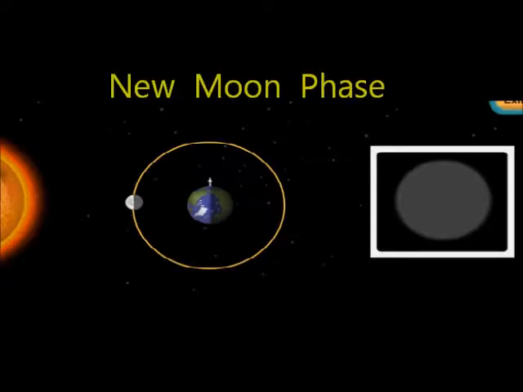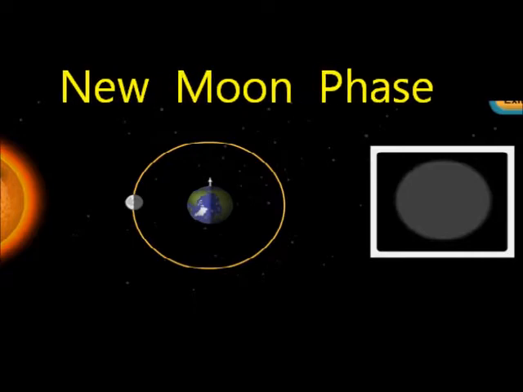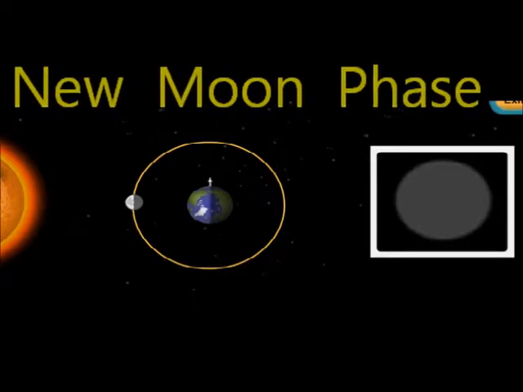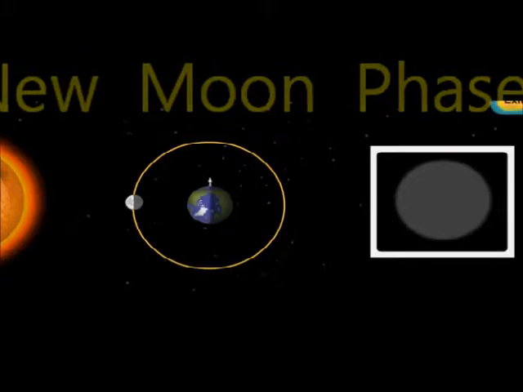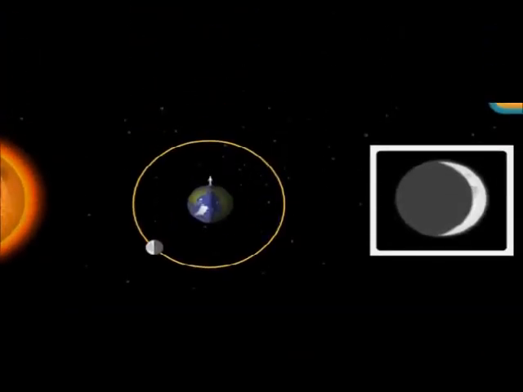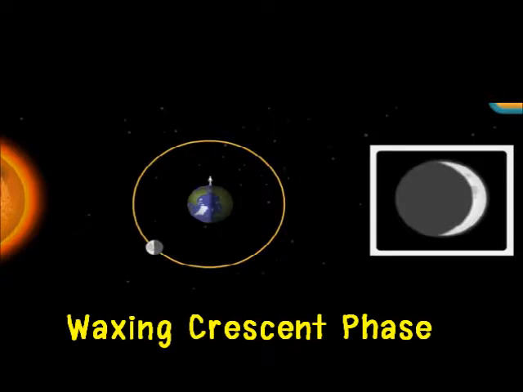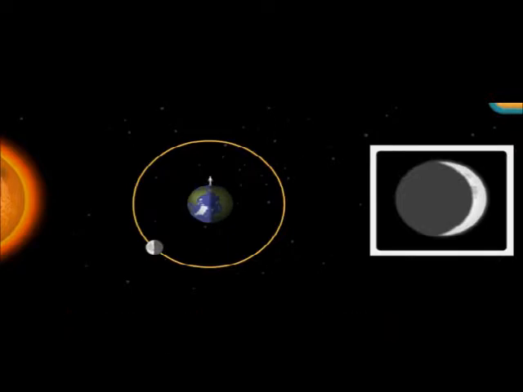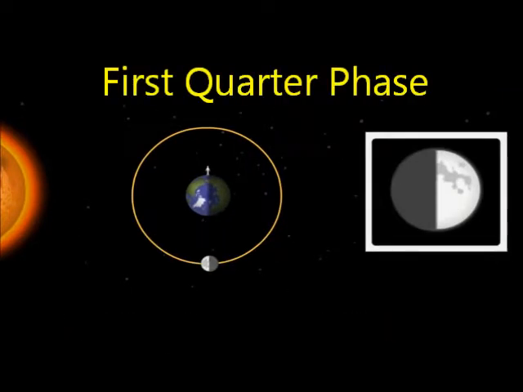This is because the half of the moon that faces away from the earth is lit and we only see the dark half. During the waxing crescent, we begin to see a small part of the moon lit by the sun, but most of it is still in shadow.